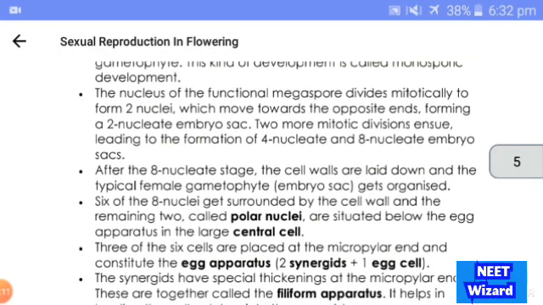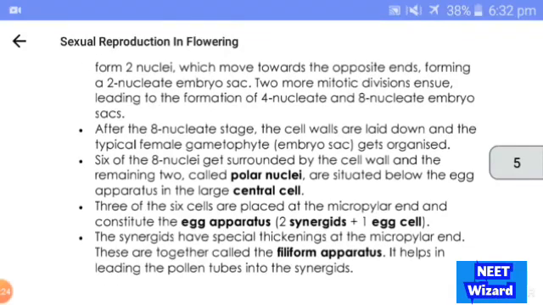6 of the 8 nuclei get surrounded by the cell wall and the remaining 2, called polar nuclei, are situated below the egg apparatus in the large central cell. 3 of the 6 cells are placed at the micropylar end and constitute the egg apparatus: 2 synergids, 1 egg cell.